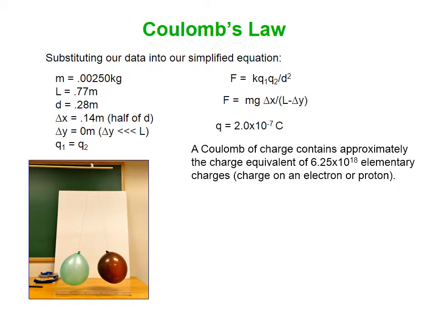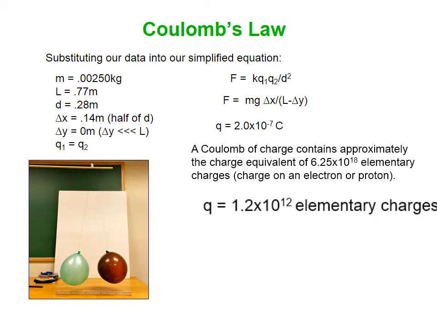From our previous work, we stated that a coulomb of charge contains approximately the charge equivalent of 6.25 times 10 to the 18 elementary charges. That's the charge on either an electron or a proton. And using that, we can convert the 2.0 times 10 to the minus 7th coulombs to elementary charges, and it comes out to be 1.2 times 10 to the 12th elementary charges.